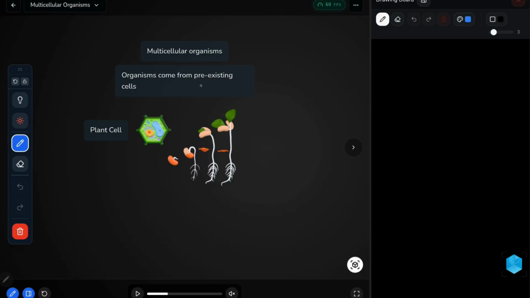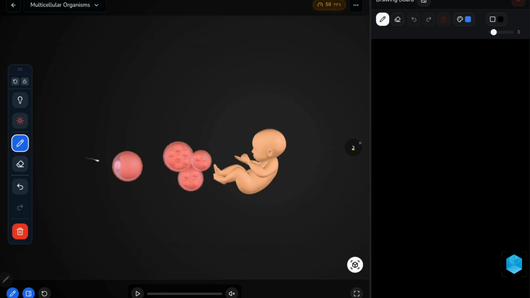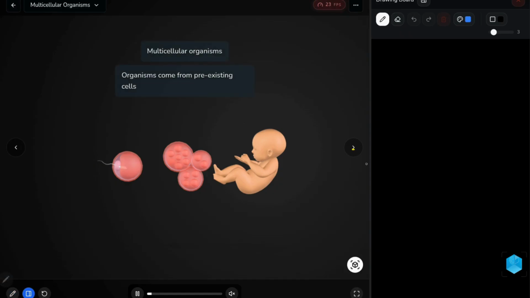So organisms are formed from a pre-existing cell. In plants also you will see a cell called seed. Seed is the first cell, from which division of labor occurs, and you see formation of a complete plant. So both in multicellular organisms like plants as well as in animals, we see formation of an organism from a single cell.